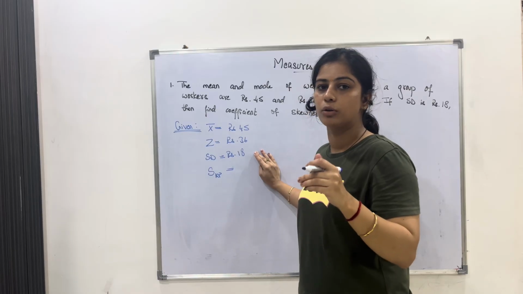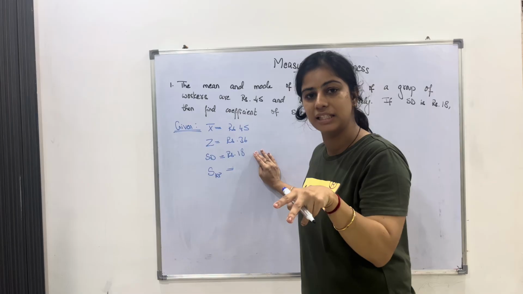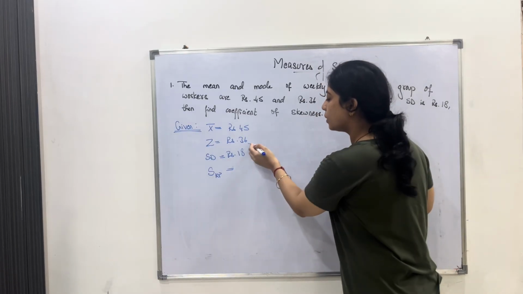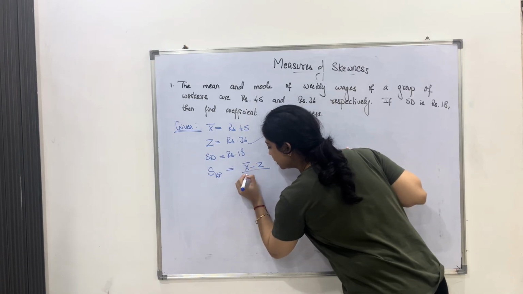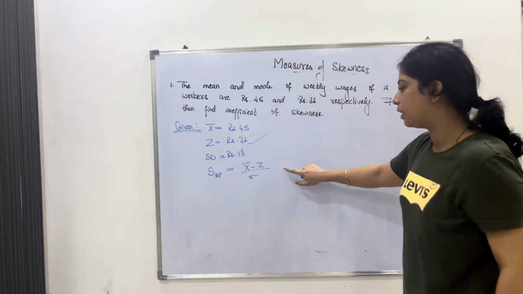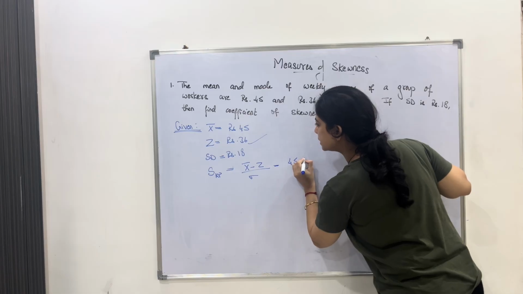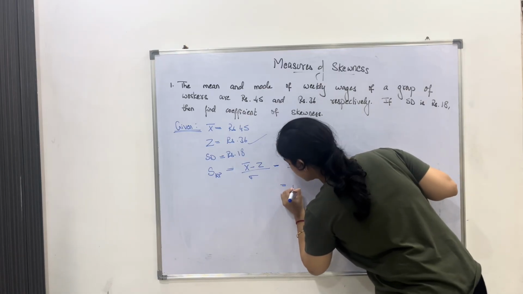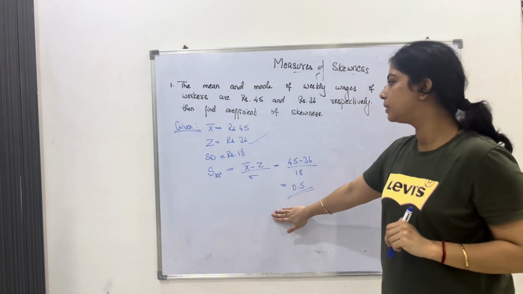But in Karl Pearson also we have two things. If mode is given, we will apply the mode formula. If median is given, we will be applying the median formula. But in this case, we have mode given to us. So we will apply the formula X bar minus Z by standard deviation or sigma. Now let's substitute the values, which is 45 minus 36 divided by 18. And the answer is 0.5. So this is the answer for skewness by Karl Pearson.